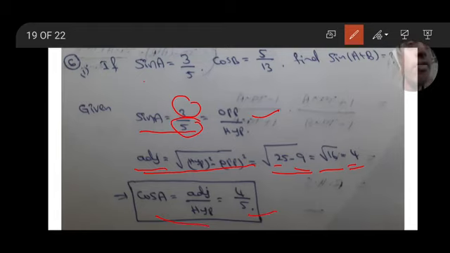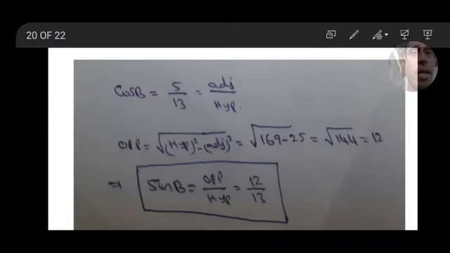Okay, sin a is given, we find out cos a. Next, cos b equal to 5 by 13, adjacent side by hypotenuse. Here the opposite side equal to square root of hypotenuse square minus adjacent side square, that is square root of 169 minus 25, square root of 144, that is 12. Here sin b equal to opposite side by hypotenuse, that is 12 by 13.